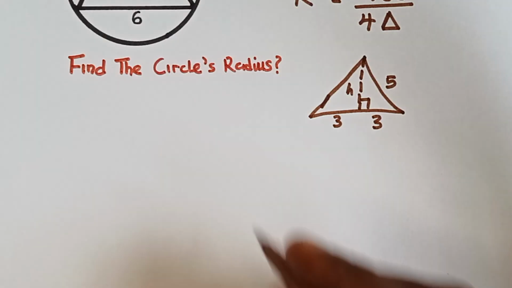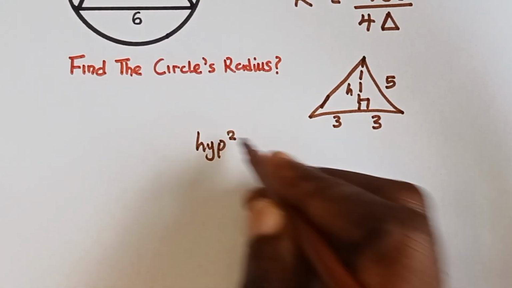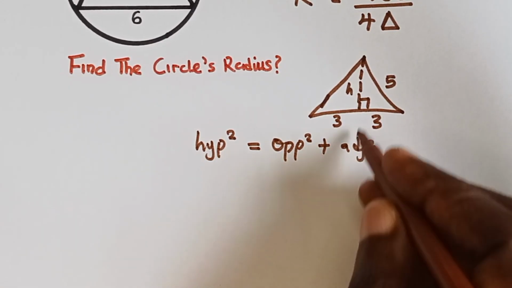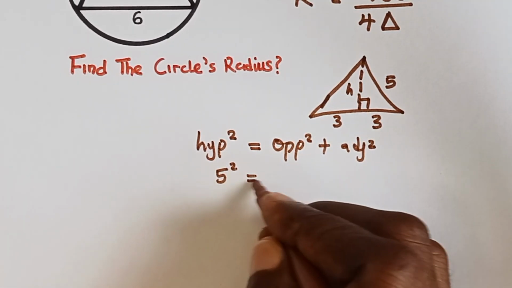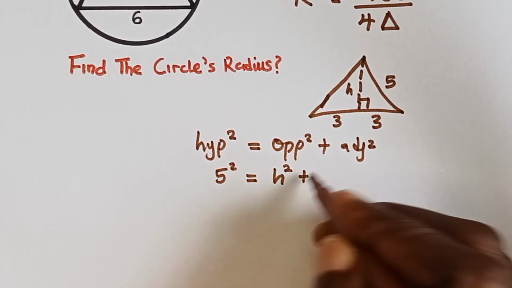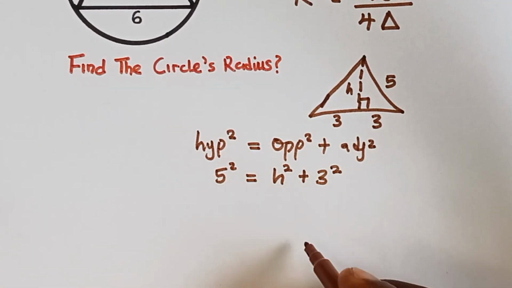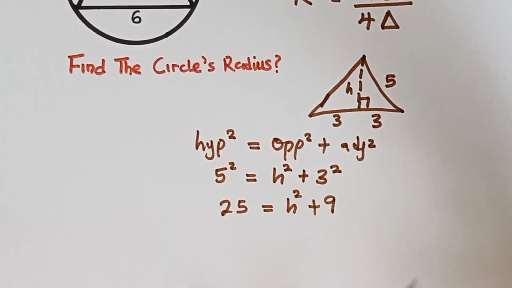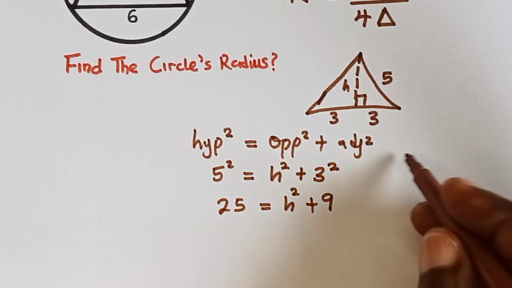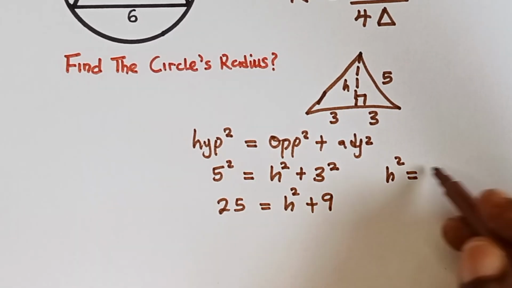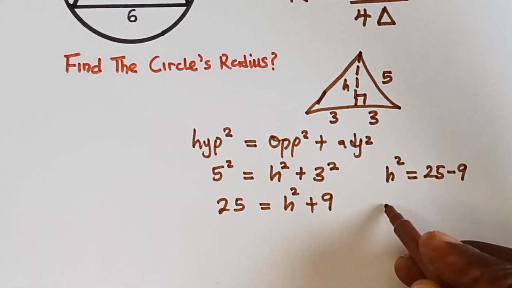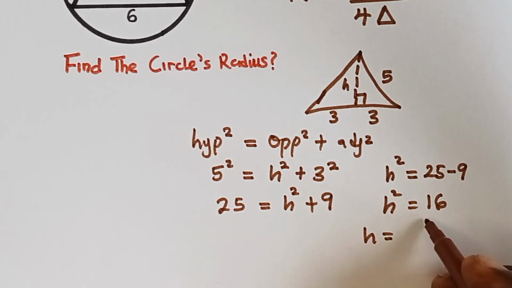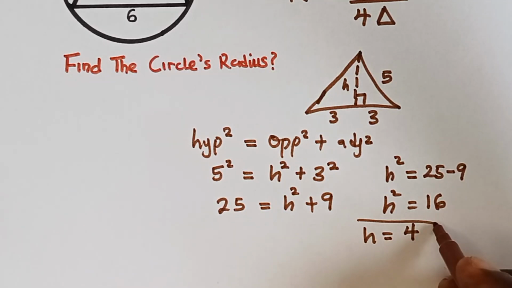All right, so you know what Pythagoras theorem says? It says that hypotenuse square is equal to opposite square plus the adjacent square. Hypotenuse is 5, so we have 5 square equals opposite, which is the height, and then adjacent, which is 3. So we have 25 equals height square plus 9, and when you bring this here, the height square will be 25 minus 9, and that gives 16. So height will now be the square root of 16, which is 4. So the height is 4.